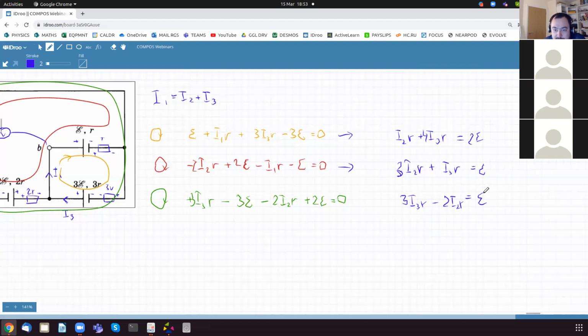From the second two, it's quite easy. From here, I can say that these two are equal. They're both equal to EMF. So 3I2R plus I3R is equal to 3I3R minus 2I2R. So this is going to be 5I2R is equal to 2I3R. R cancels, and I get I3 is equal to 5I2 over 2.